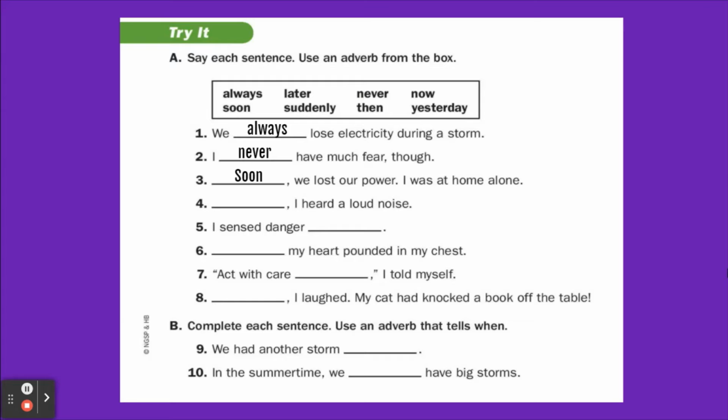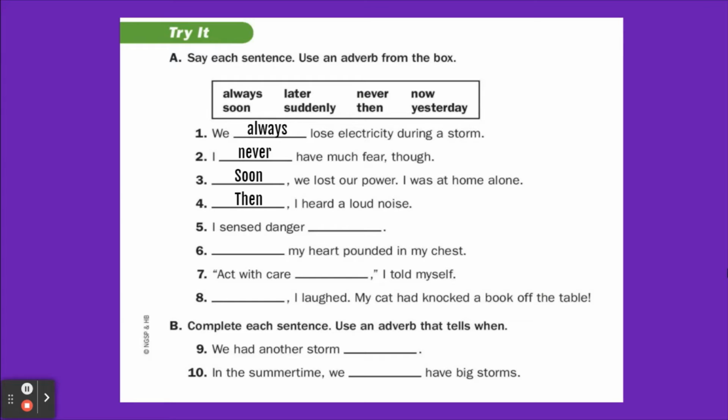Blank. I heard a loud noise. So which word should I use here? Okay, well, I said then, because it's a sequence, right? So then I heard a loud noise. Can we read it together? Let's go. Then I heard a loud noise.